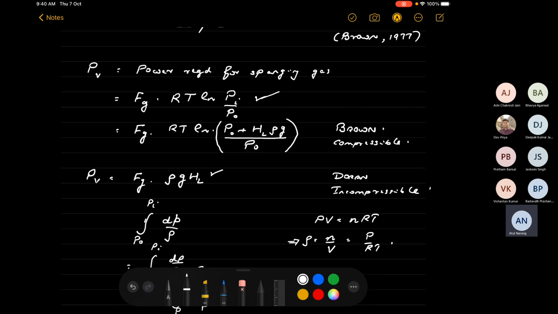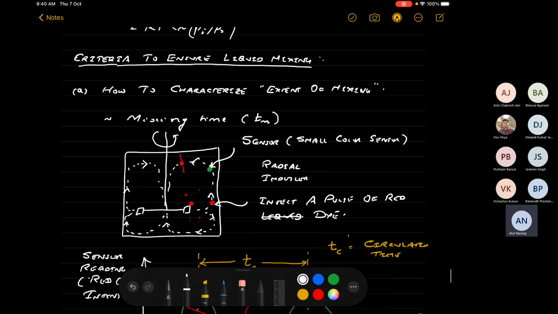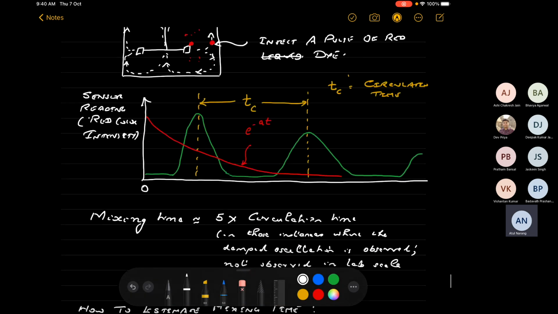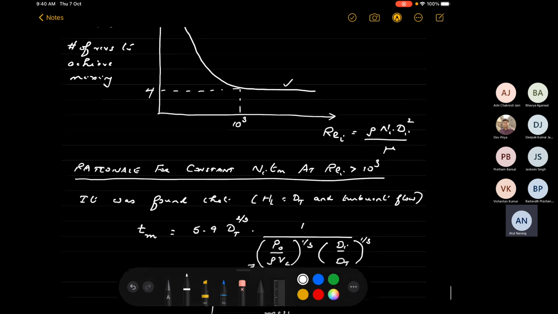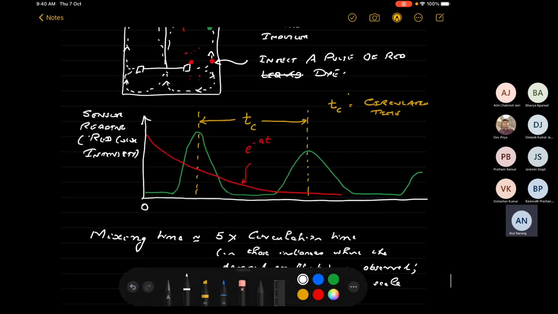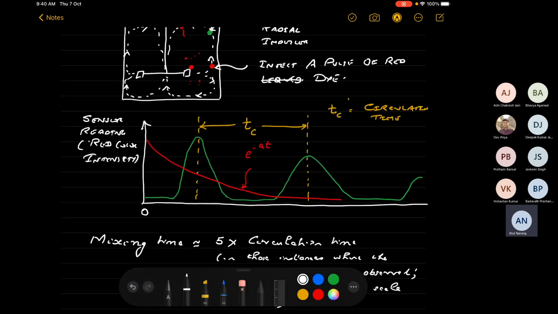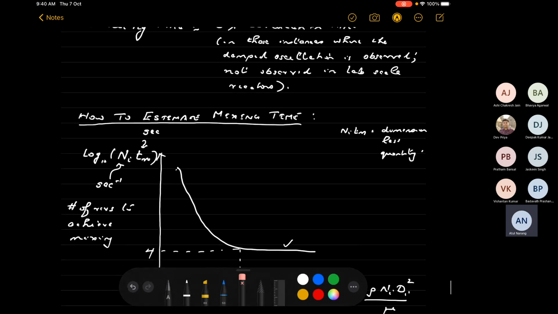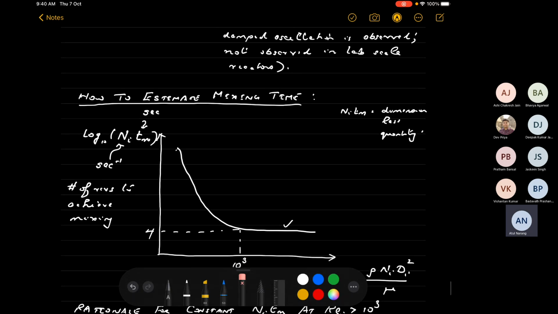So if you do the homework, unless and until I give more clarity on this, feel free to use Doran's formula. And then we went through the criteria for mixing, and I basically defined the circulation time, and I mentioned that the mixing time is nothing but 5 times the circulation time. And then I also told you how to estimate the mixing time.